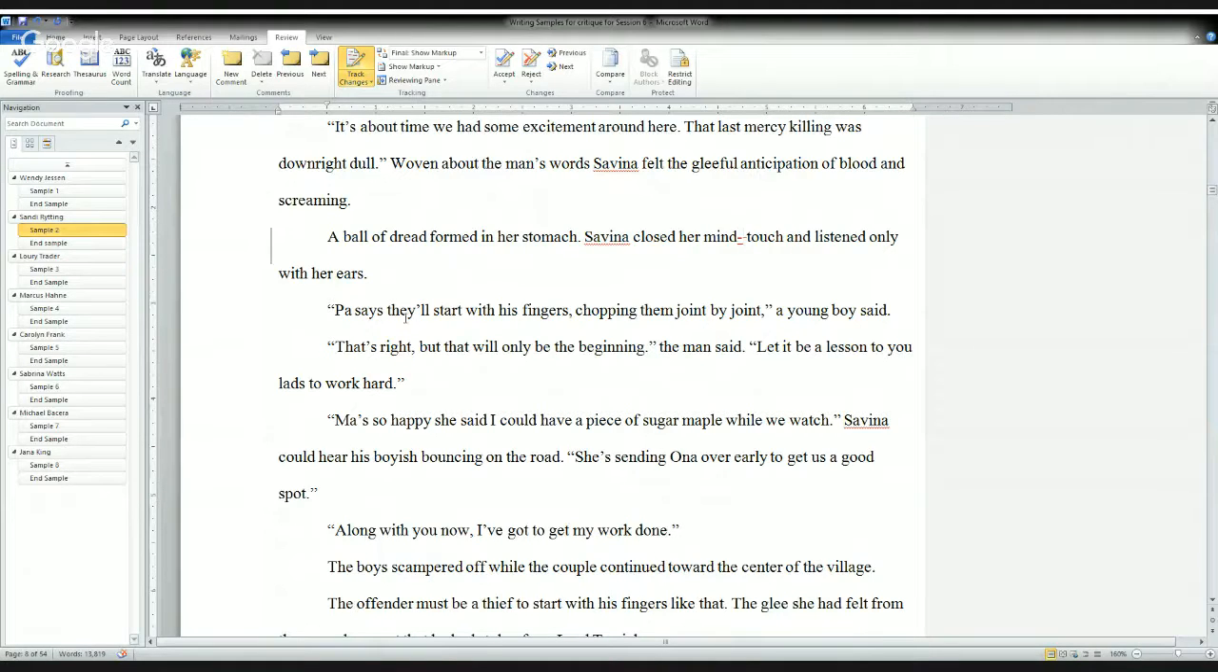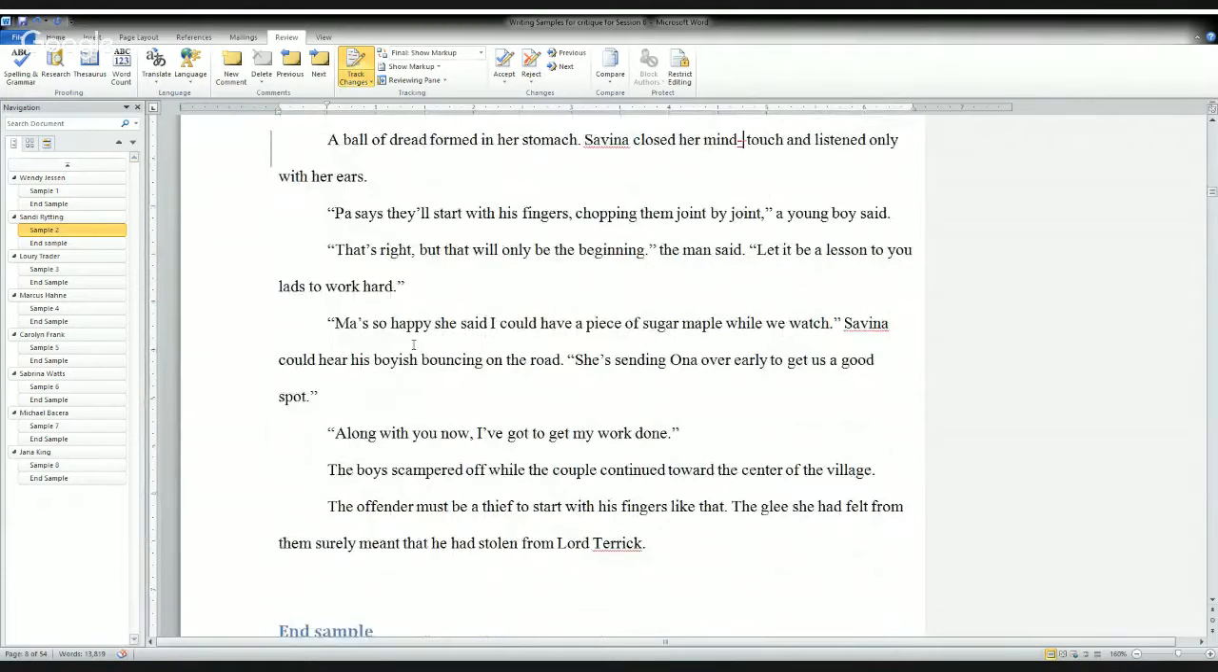Pa says they'll start with his fingers, chopping them joint by joint, a young boy said. That's right, but that will only be the beginning, the man said. Let it be a lesson to you, lads, to work hard. Ma's so happy she said I could have a piece of sugar maple while we watched. Savina could hear his boyish bouncing on the road. She's sending Ona over early to get us a good spot. Along with you now, I've got to get my work done. The boy scampered off while the couple continued toward the center of the village. The offender must be a thief to start with his fingers like that. The glee she had felt from them surely meant he had stolen from Lord Tarek.